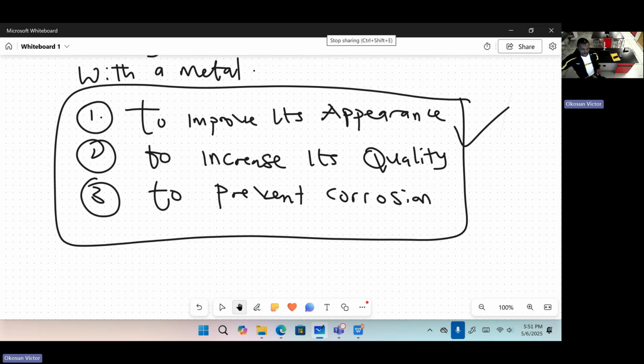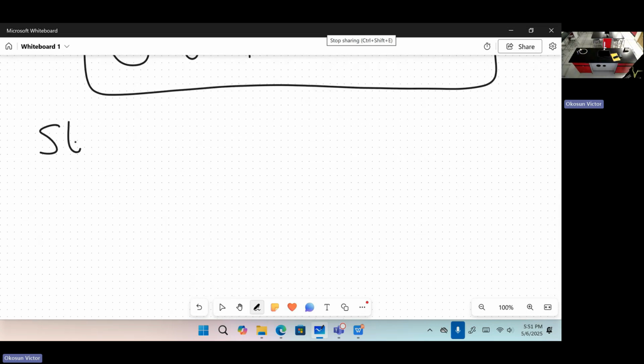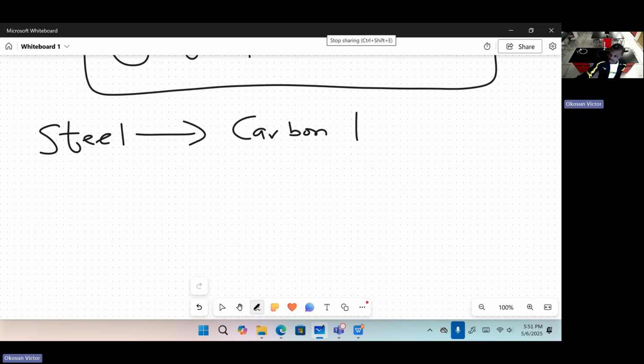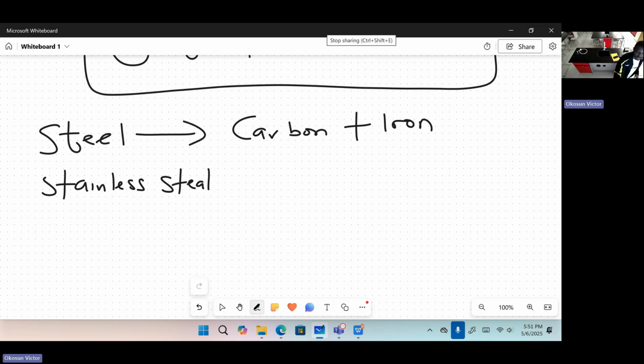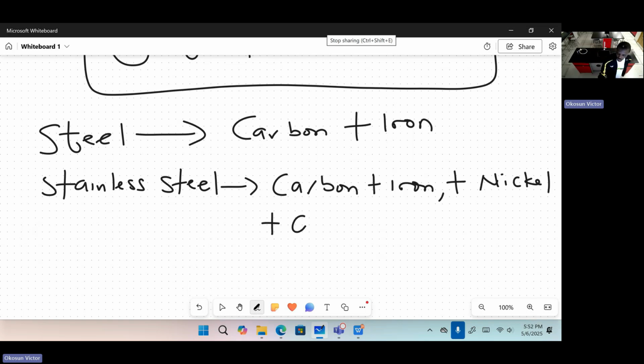Now let me give you an example of an alloy. Take for example, if you have heard about the metal steel before. Steel is a mixture of carbon and iron to give you steel. Though we have different kinds of steel. We have stainless steel. Now, stainless steel is a mixture of carbon plus iron plus nickel and then plus chromium. Now, we use stainless steel in our homes for cutlery, your knife, your spoon, your fork.